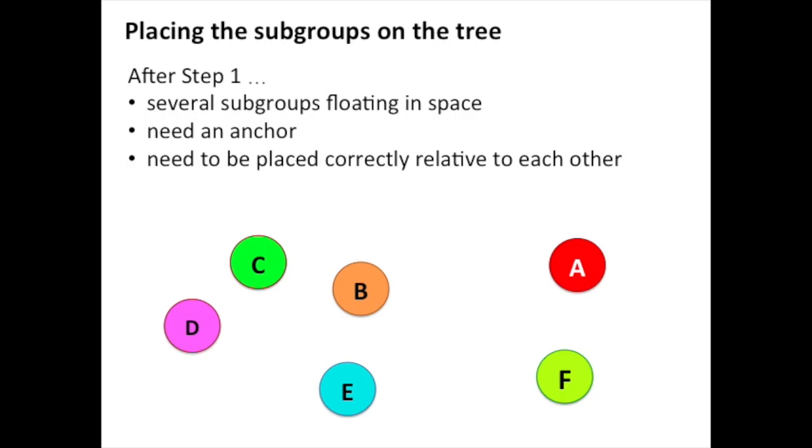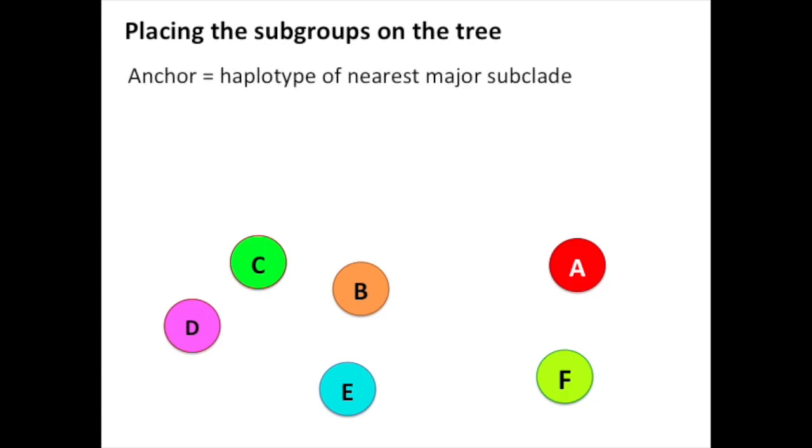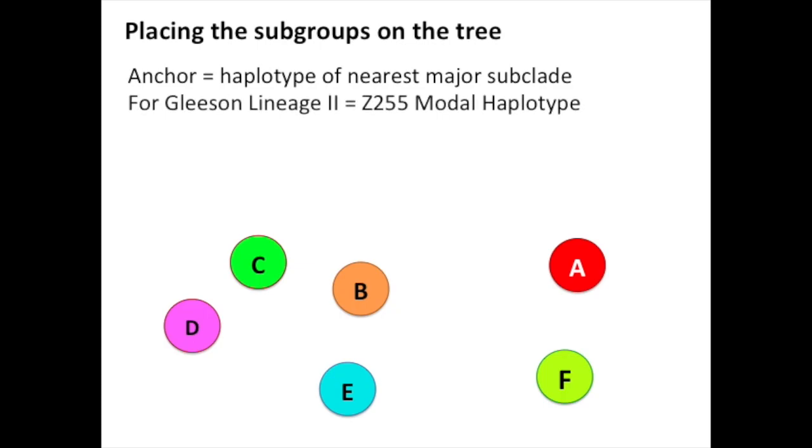You've identified the branches, now you have to place them on the tree. And in order to do that, you need an anchor. And the best anchor to have at the very top of your tree is the modal haplotype of the nearest major subclade. For GLEASON lineage 2, it was Z255. And I extracted that Z255 modal haplotype from the OR-L21 haplogroup project. Again, it emphasizes the importance of having your members join haplogroup projects so that they can generate these types of modal haplotypes that will then be useful for your particular surname project.